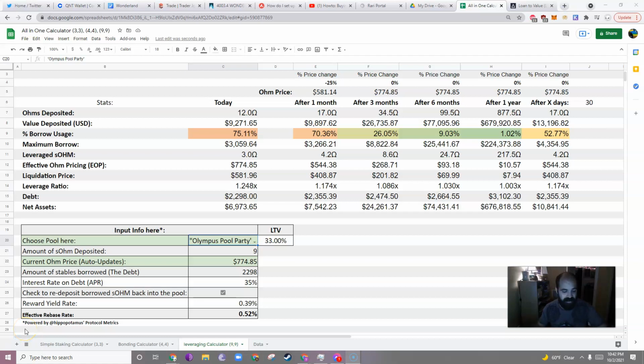I'm Steven, the calculator guy, and this is not my calculator. This is a calculator made by Brian, who's a member of the Olympus DAO community, or the Ohm community. He is an Ohmie, and he is a phenomenal calculator creator, so shout out to him.